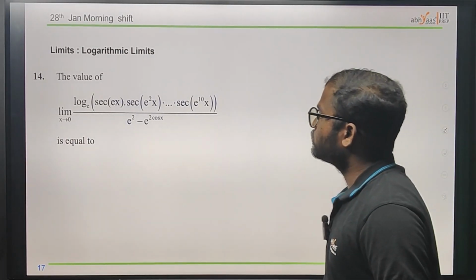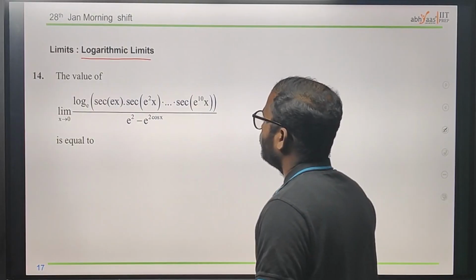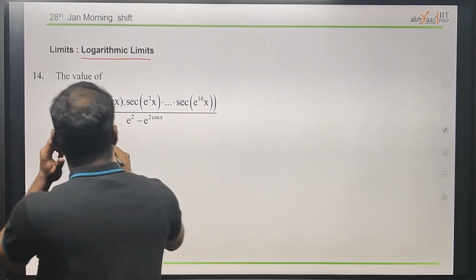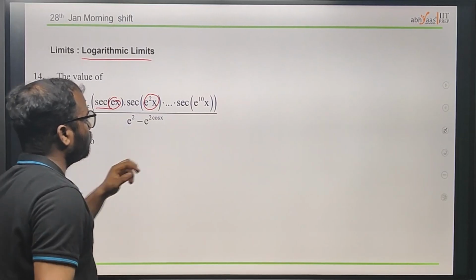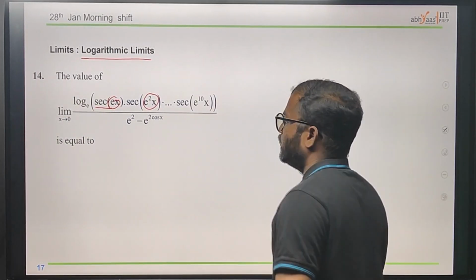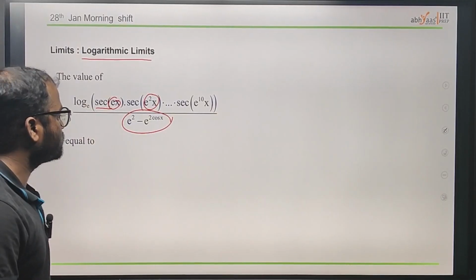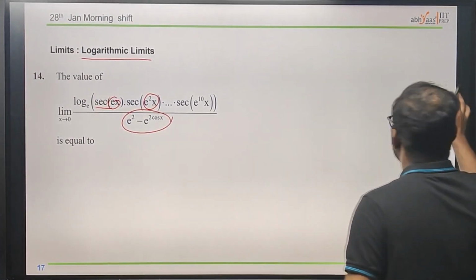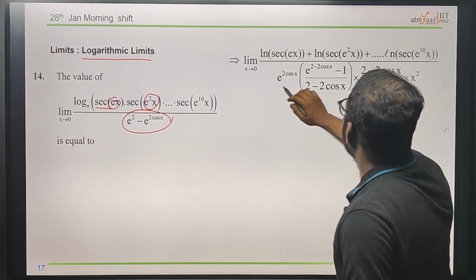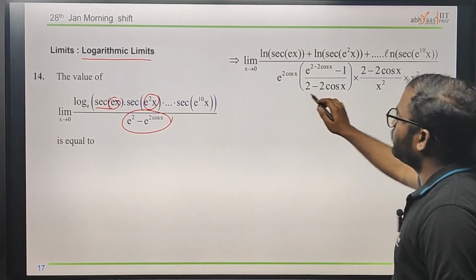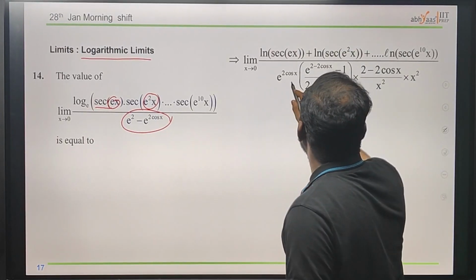Now the next question, which is based on logarithm limits. Just make it like log e of secant e square x into secant e power 10x, divided by e square minus e power 2 cos x. It is based on section B questions. Since it is a complex one, we simplify it to make it look easy for us.